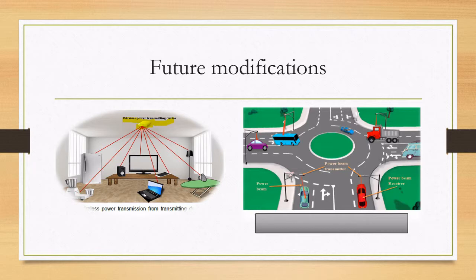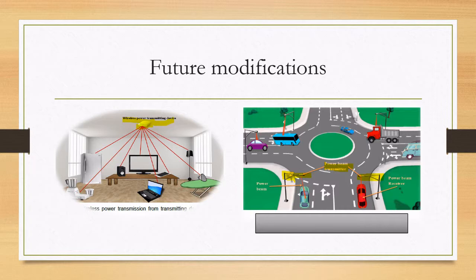Next, we have the second figure. In this figure, it is shown that there will be a power beam transmitter set up on the roads, which is this one, as you can see here. This power beam transmitter will convert electricity into a power beam, and then that beam will be transmitted to the power beam receiver on or inside the electrical vehicle.